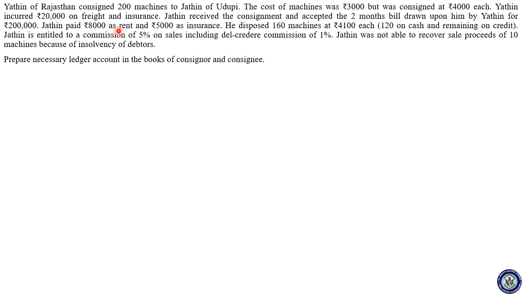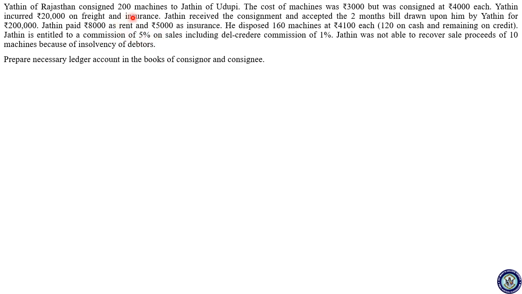Yatin incurred 20,000 on insurance. So this is the non-recurring expenses, and you know how to treat the item. Jatin received the consignment and accepted the 2-month bill drawn up by Yatin for rupees 2 lakhs. So this is bill receivable, bill drawn. Jatin paid 8,000 as rent and 5,000 as insurance.